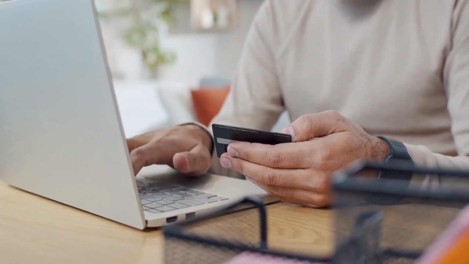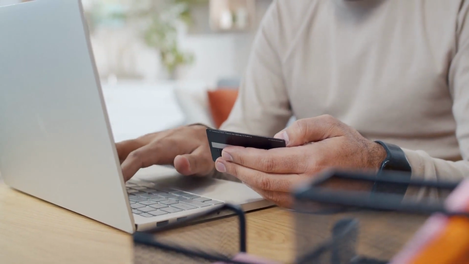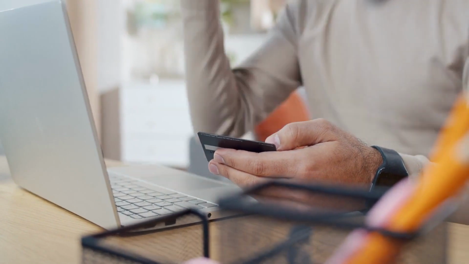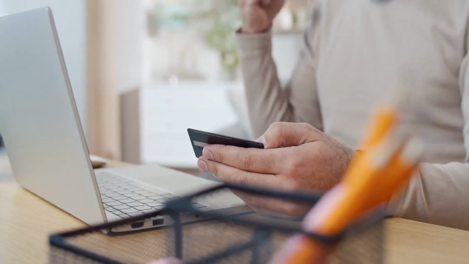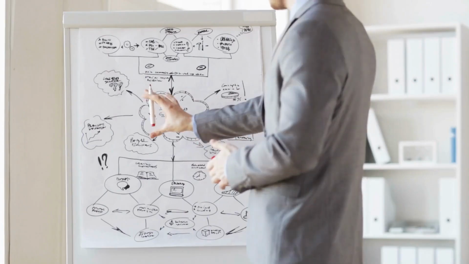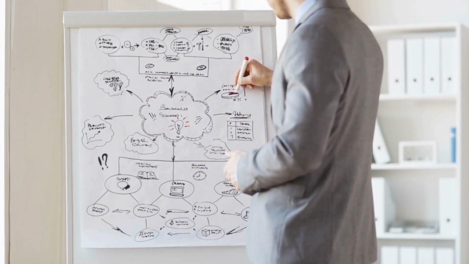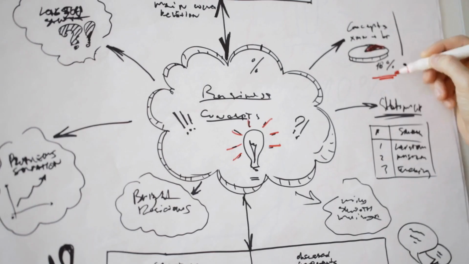JIT is a strategy where inventory is ordered and received just before it is needed in the production process or to fulfill customer orders. It aims to reduce holding costs and eliminate excess inventory. JIT is a lean inventory management strategy.